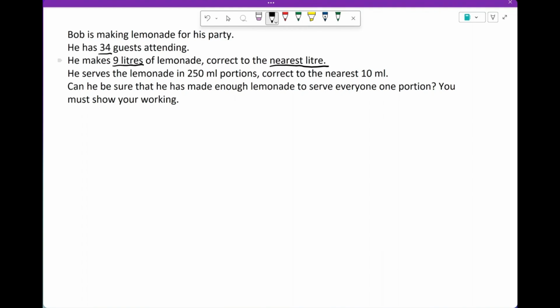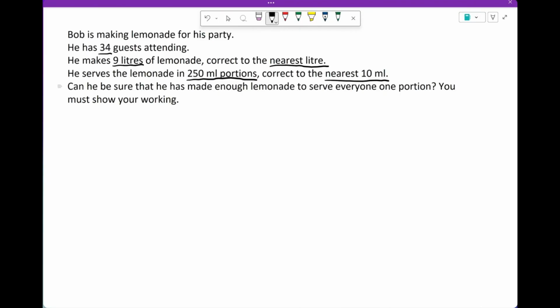Then it says he serves the lemonade in 250 milliliter portions, and that is correct to the nearest 10 milliliter. So once again, that's a value after rounding. Then it says, can he be sure that he has made enough lemonade to serve everyone 1 portion? And I must show my working.